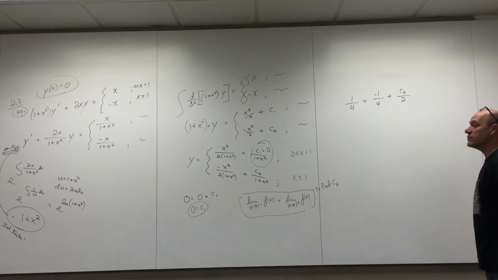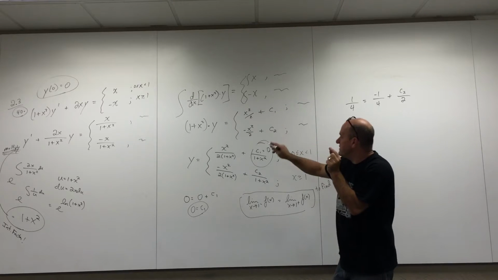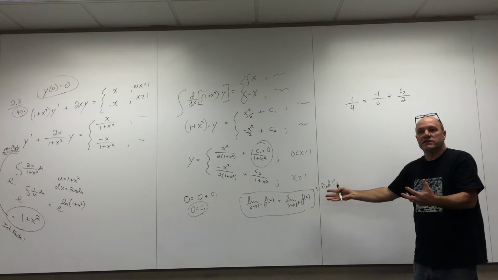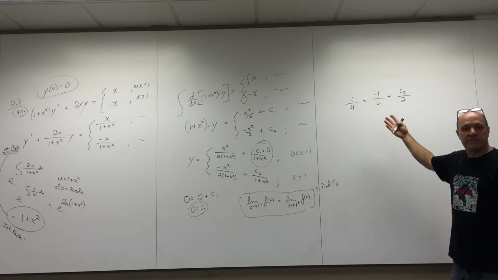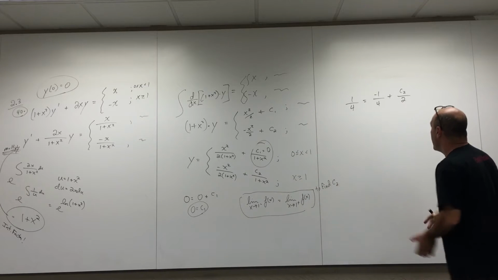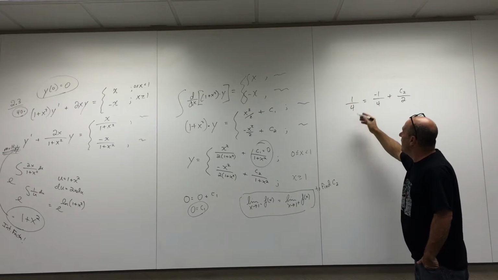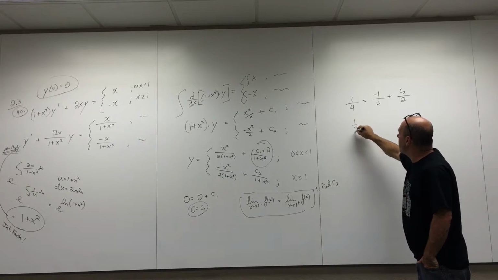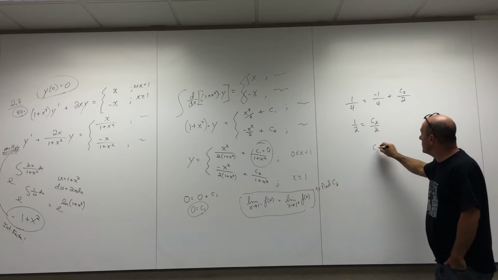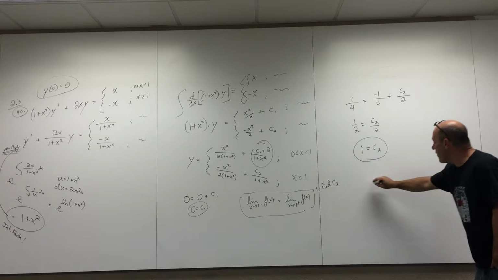And I can find C2 with this concept. The initial condition helps you find C1. The concept of making it continuous is what helps you find C2 on these piecewise DEs. It's just a cool little thought at the end. This is not too bad. I'm going to add 1/4. When I add 1/4, I get 2/4, which is 1/2, equals C2 over 2. I'm going to multiply by 2, and guess what C2 is? A 1.